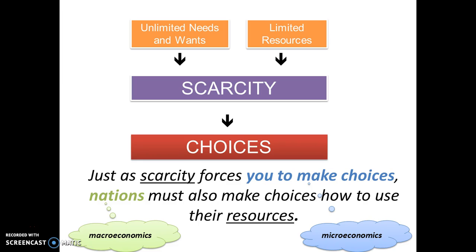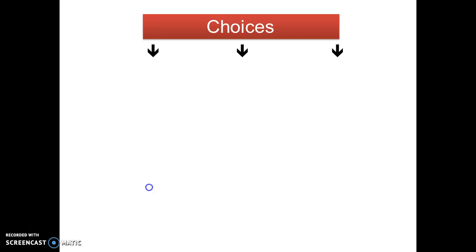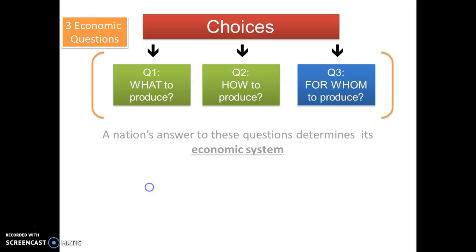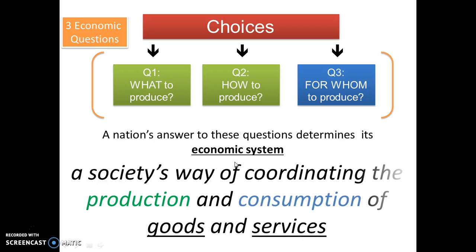It would be macroeconomics. And so these choices that countries must make, they must decide what to produce, how to produce, and for whom to produce. Those are the 3 basic economic questions. How a country answers those questions determines its economic system. Whether it's the United States or North Korea, they all must answer these questions, but they do so in a slightly different way. An economic system is simply a society's way of coordinating the production and consumption of goods and services. We can think of production as being what to produce and how to produce, and consumption being for whom to produce, who's going to get it.